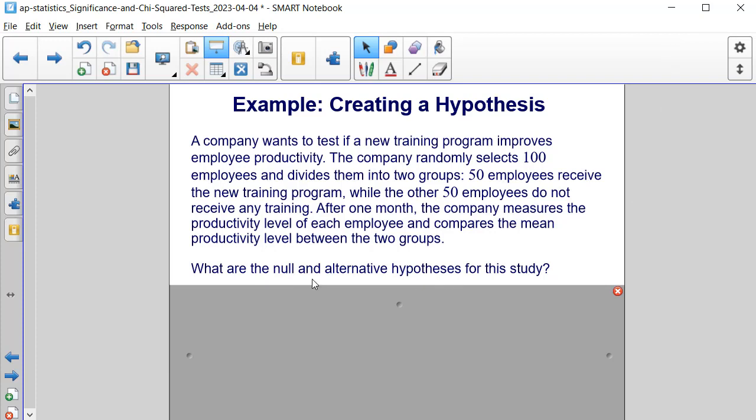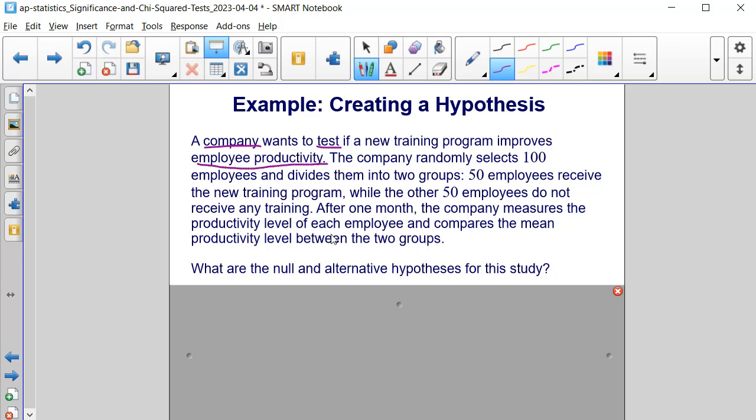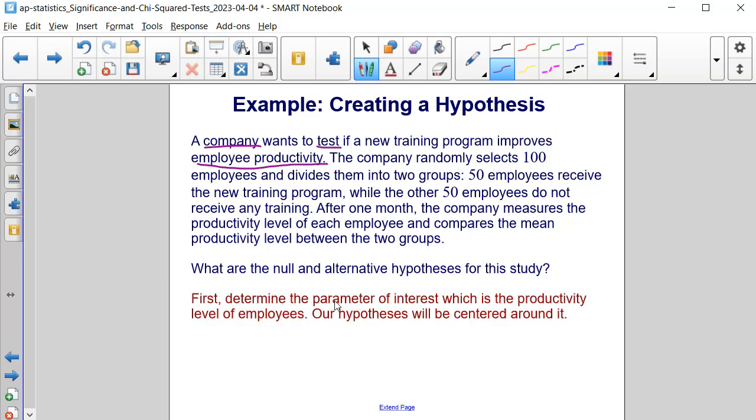Before we get started on finding the null and alternative hypotheses, we first have to understand what is being assessed here, or what the study is actually trying to find. So let's look at the beginning of our example problem again. The company wants to test employee productivity. So that is the parameter of interest, and our hypotheses will be centered around the employee productivity.